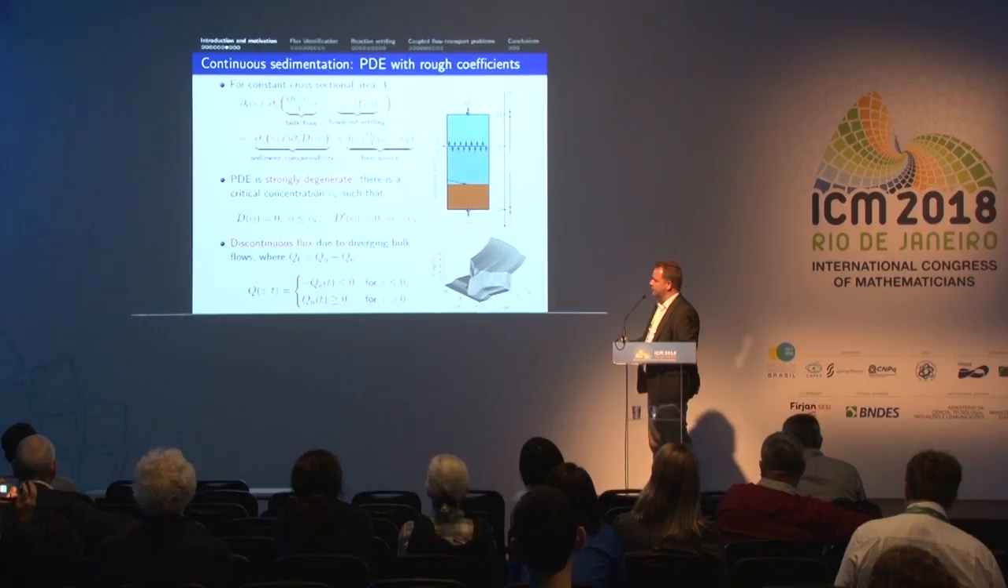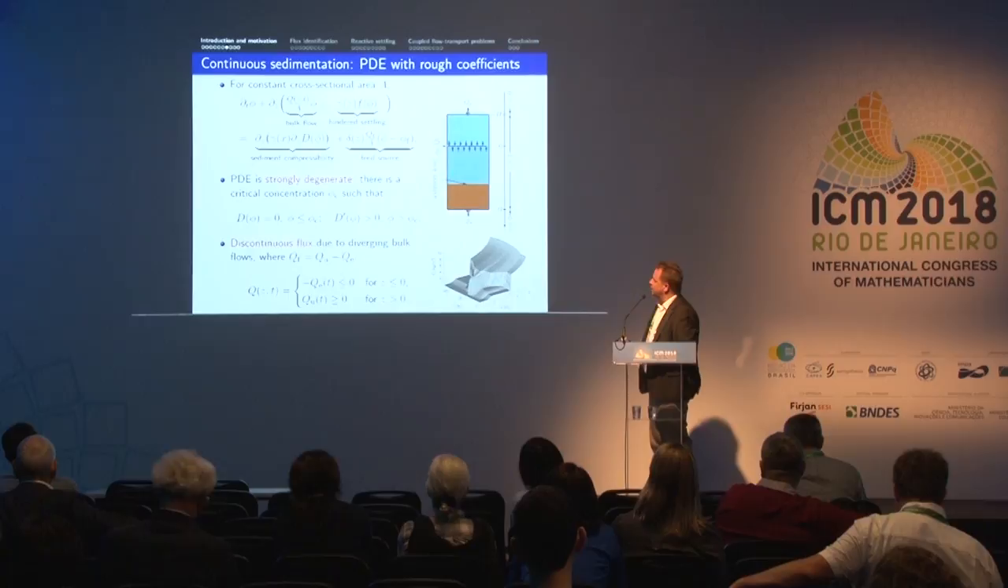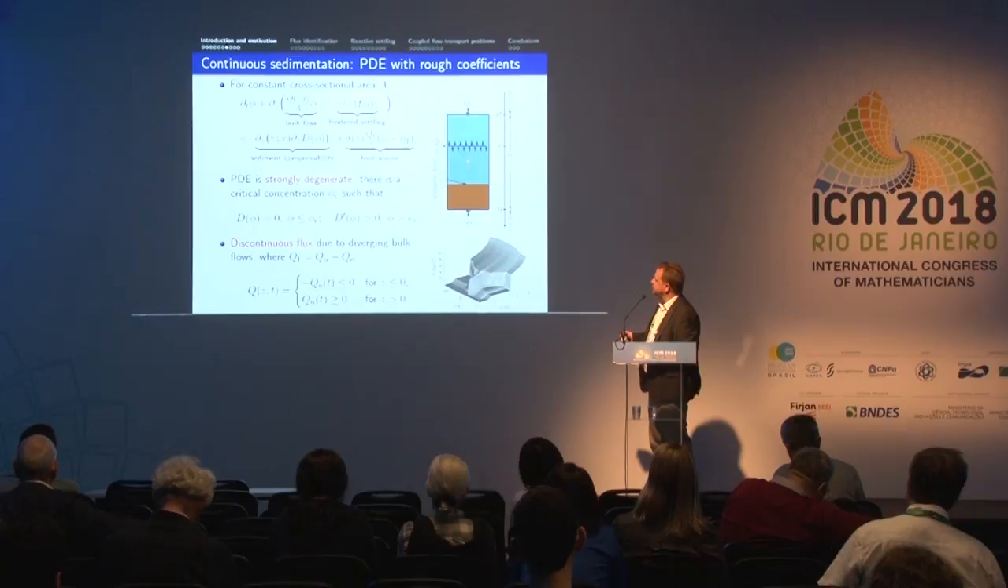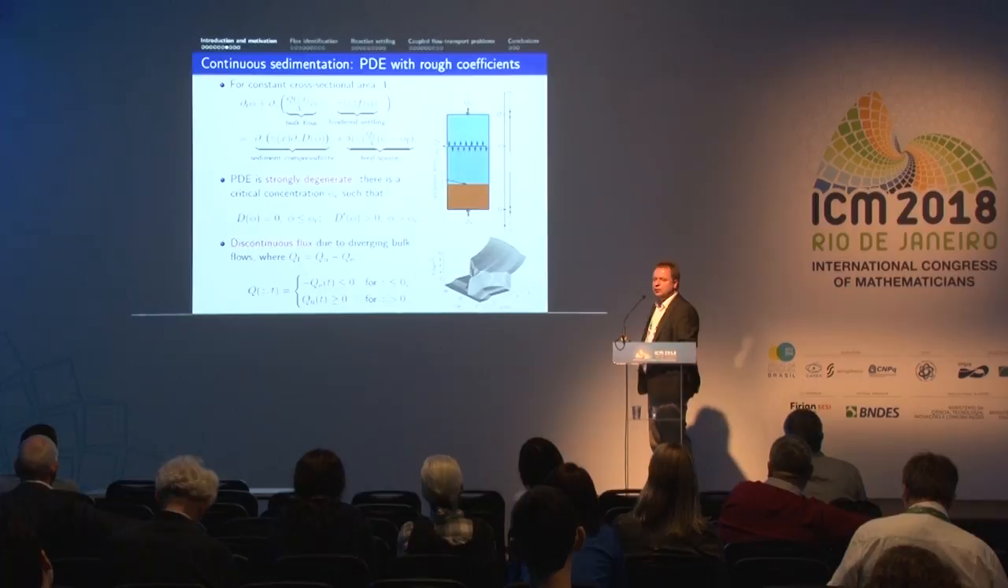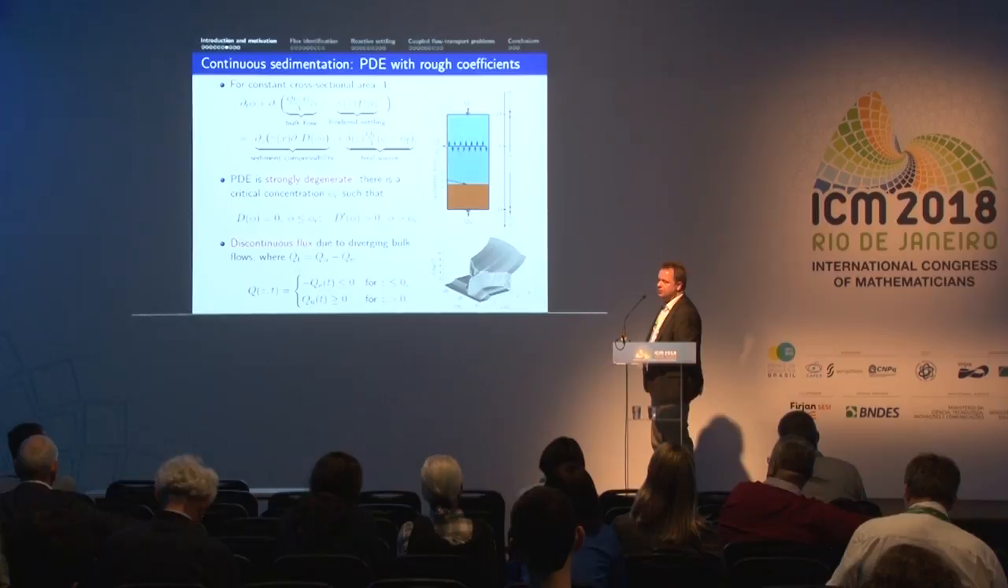And the second aspect is that the whole equation has a discontinuous flux. This comes from the fact that there is a divergence of the bulk flow. Part of the material that enters here flows upwards, and part flows downwards, so we get here a conservation law with multiple discontinuous flux.